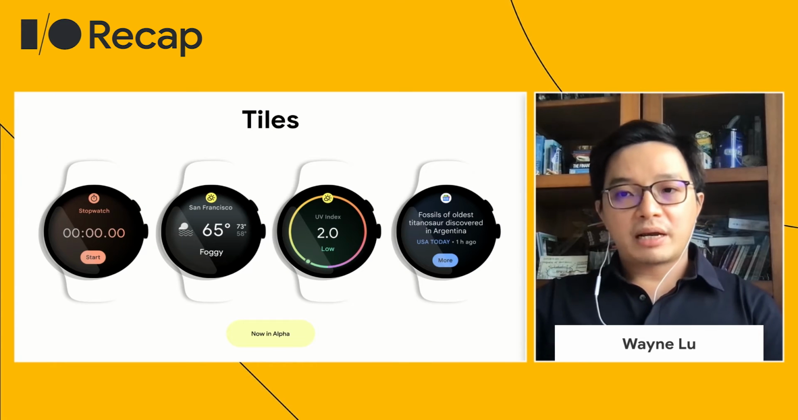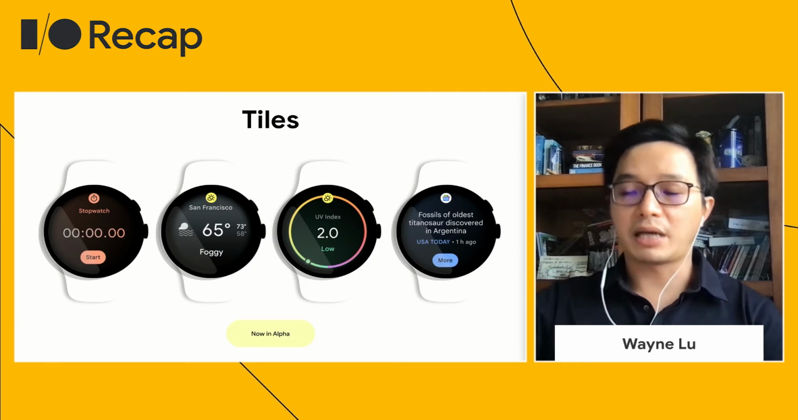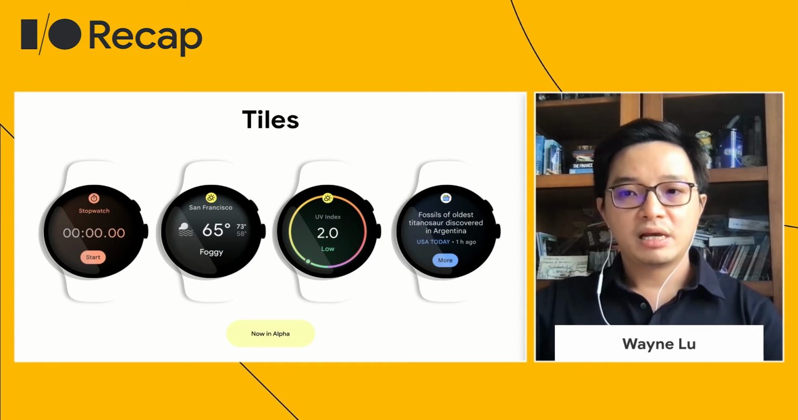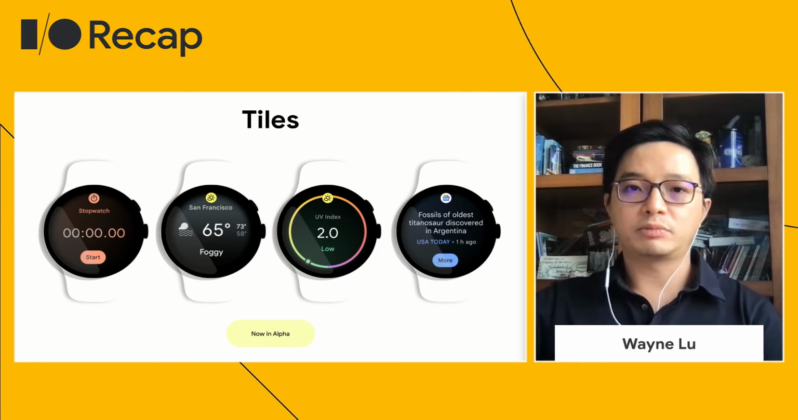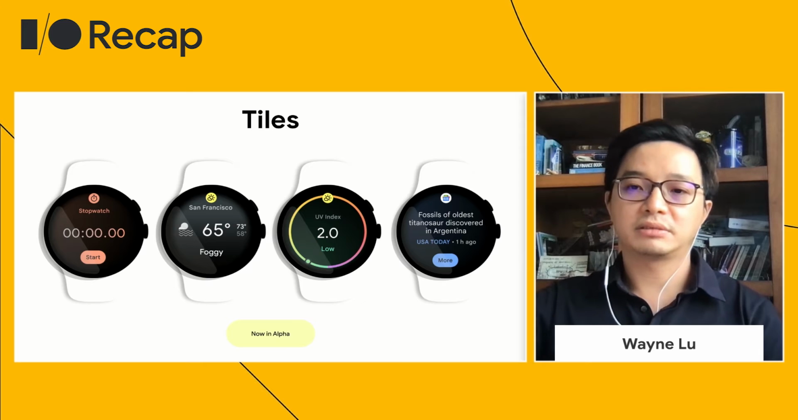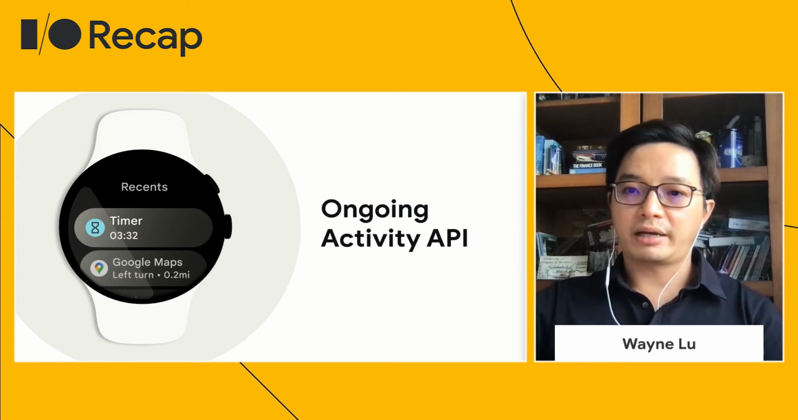First, let us talk about tiles. The Jetpack Tiles library is now in alpha, and third-party tiles will start rolling out to users in the coming weeks. Tiles have quickly become one of the most helpful and useful features on Wear OS. They are a great way for you to drive engagement with your app, as the majority of app launches come from tiles.